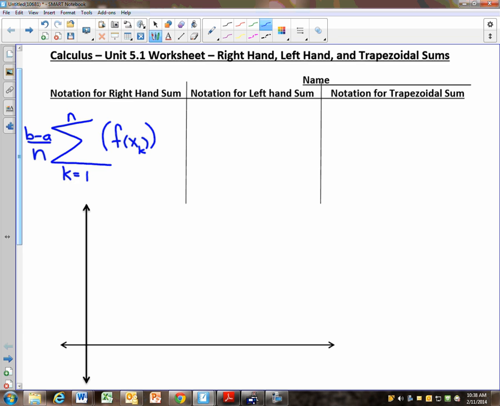Here's the difference. If we do left hand, we still have the same width, but the difference is instead of starting with k equals 1, we start with k equals 0. And instead of going to n, we go to n minus 1. And I'll show you why that is in a second.